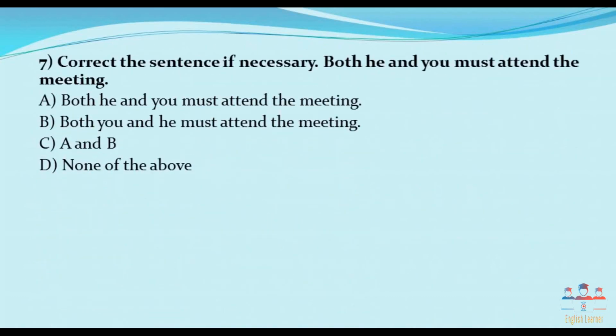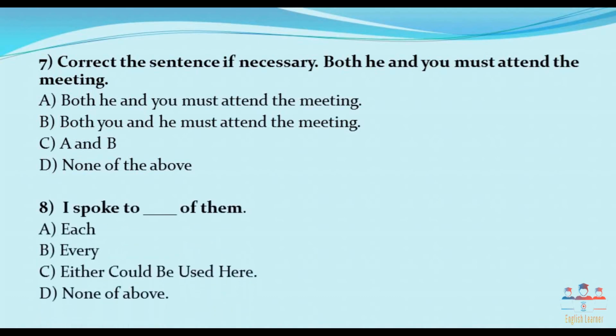Number 7. Correct the sentence if necessary. "Both he and you must attend the meeting." Now you are going to apply the rule of "both" here. Option A is both he and you must attend the meeting. B, both you and he must attend the meeting. C, A and B. Or D is none of the above.